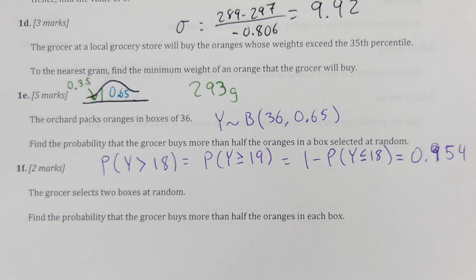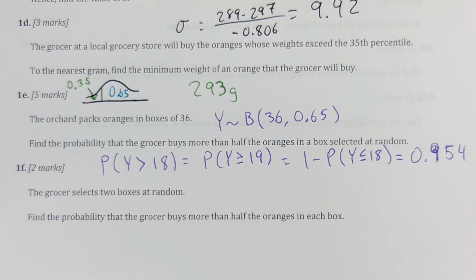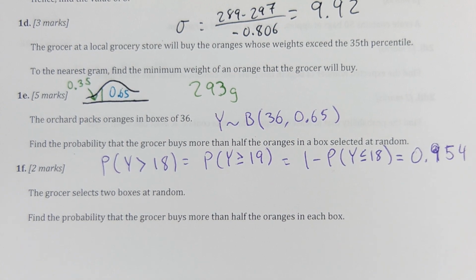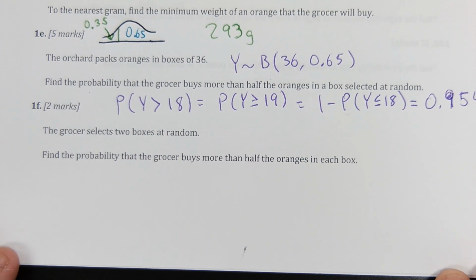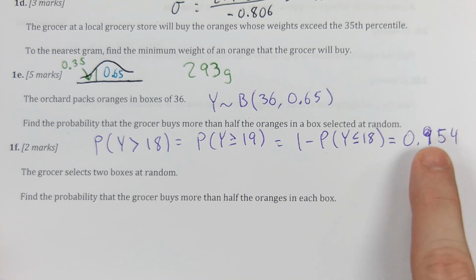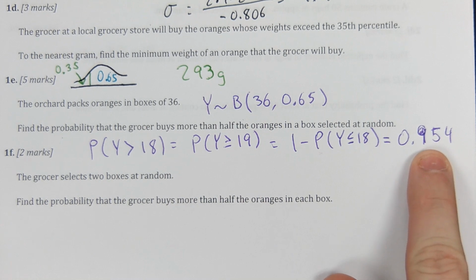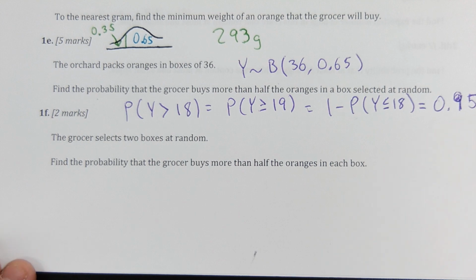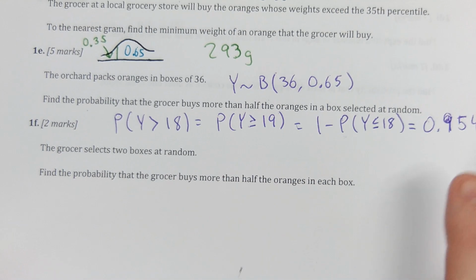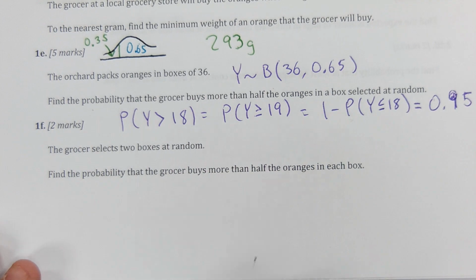Neat. The grocer selects 2 boxes. Remember, a box has 36 trials in it. Our grocer selects 2 boxes at random. Find the probability that the grocer buys more than half the oranges in each box. What do you think you're supposed to do? You just square the number, because this is the probability that a randomly selected box will have you buy more than half. So if you pick 2 boxes, what's the probability that you accept more than half from both? It's this and then this again, so it's just going to be that number squared.